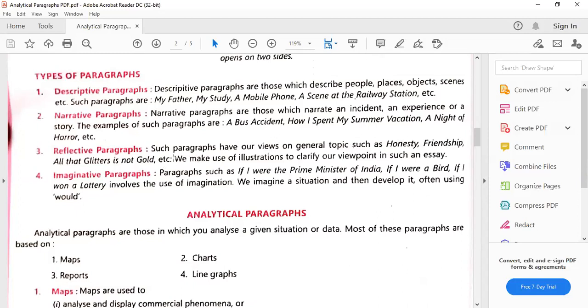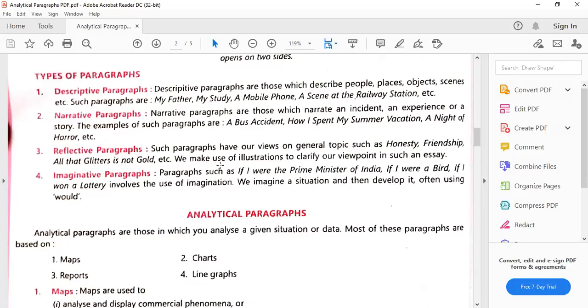Then reflective paragraphs are those which have our views on a general topic. किसी भी टॉपिक के ऊपर आप अपने जनरल व्यूज देते हो, such as honesty, friendship, all that glitters is not gold, etc. We make use of illustrations to clarify our viewpoint in such an essay. और ऐसे में हम illustrations, examples या कोई proof देते हैं, कोई statistical data इसमें कई बार हम दे देते हैं, या कोई illustrations, कोई examples दे देते हैं just to clear our viewpoint. These are reflective paragraphs. Any particular topic and your views on that particular topic.